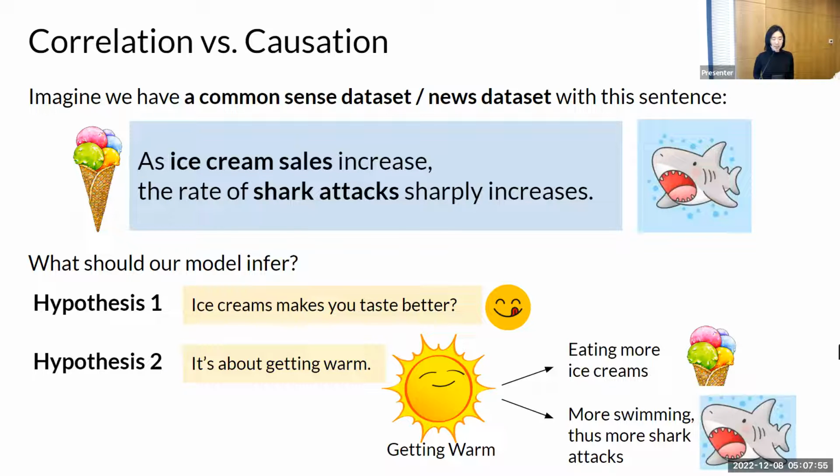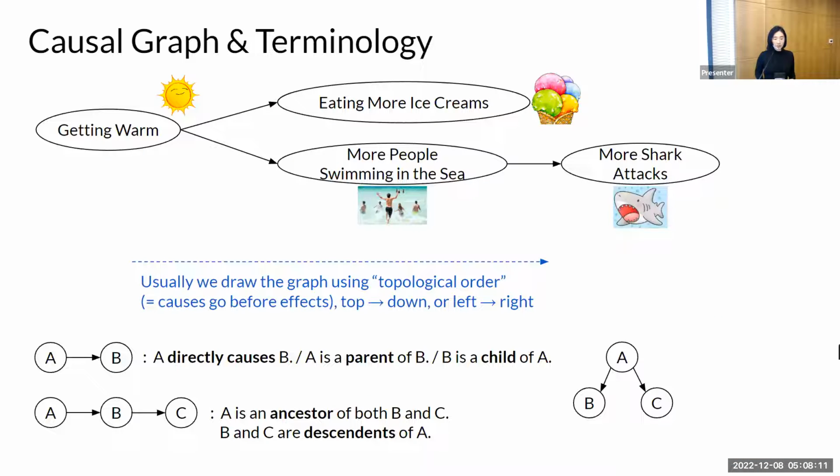However, the other hypothesis could be it's about getting warm. When the weather is warmer, people tend to eat more ice cream and people tend to go swimming more, thus providing the possibility for more shark attacks. Using this example, we will dive into the causal graph and its terminology that we will use throughout the tutorial.